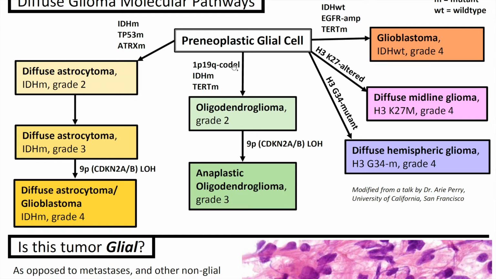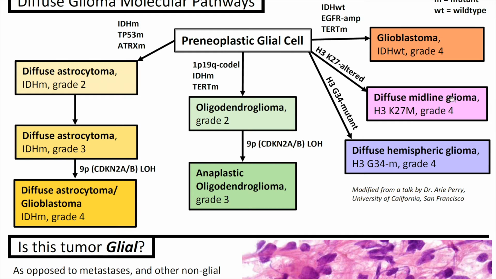But a big picture overview: we have a pre-neoplastic glial cell, which, if it has a 1p19q co-deletion, we often associate with oligodendroglioma, which is a grade 2. So this is mutant and wild type. IDH mutant on this side, we'll have diffuse astrocytoma, which are grade 2 or 3, or you can have a diffuse astrocytoma glioblastoma, which is IDH mutant, grade 4. For a glioblastoma multiforme, that's going to be defined by IDH wild type, and that's a grade 4.